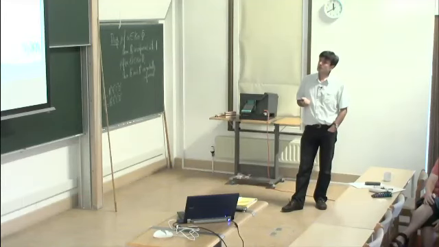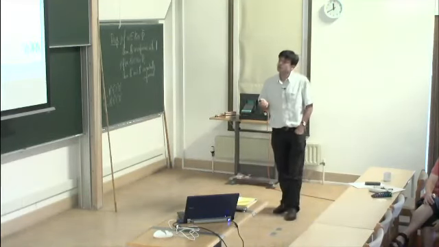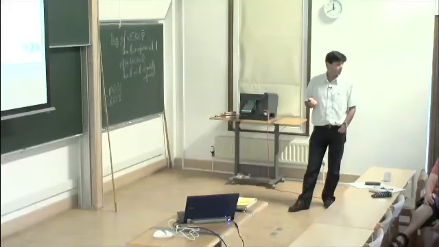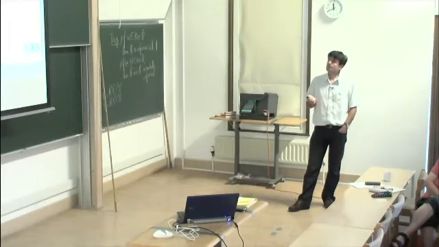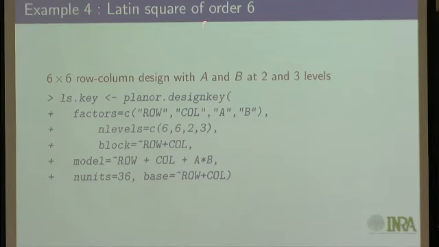So here's an example. Suppose you want to construct a row column design, 6 rows, 6 columns, with 2 treatment factors at 2 and 3 levels. In fact, I've called this example Latin square because it's basically what we are going to construct. It's just a way of presenting the problem. So the factors, we call them row, column, A, B. They have 6, 6, 2, 3 levels.